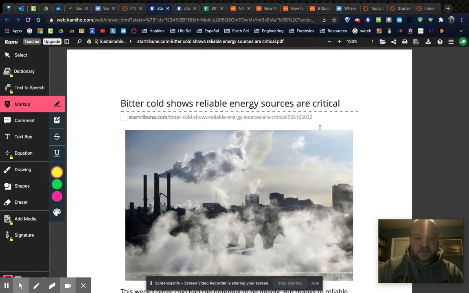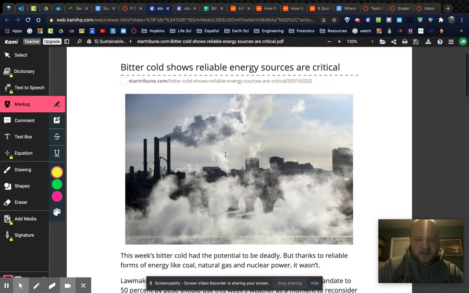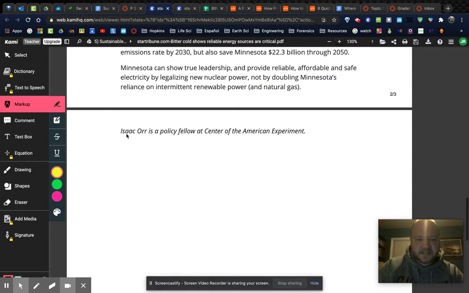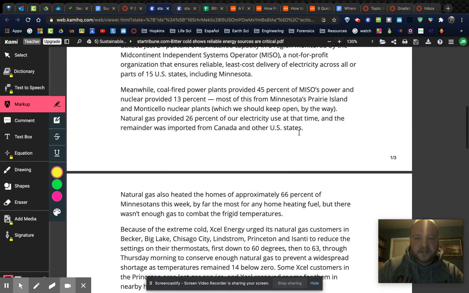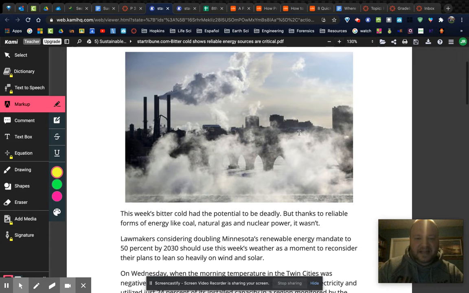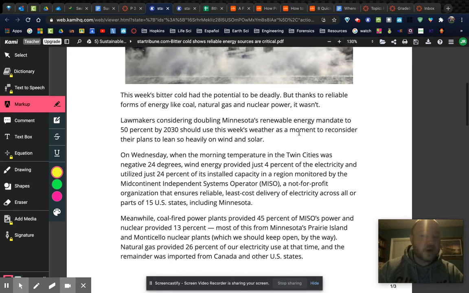This is a Star Tribune article from the first week of February in 2019. It's titled Bitter Cold Shows Reliable Energy Sources Are Critical. It doesn't say it right up here at the top, but at the bottom it mentions that the author is named Isaac Orr, who's a policy fellow at the Center for the American Experiment. So I'm going to read this and highlight as I go and talk through what I see in terms of either conservative or liberal slant.